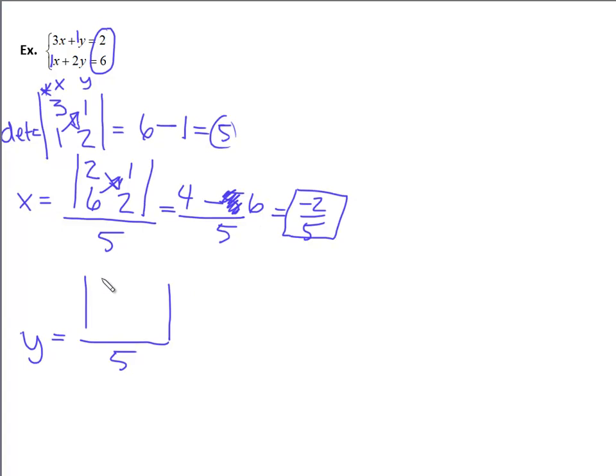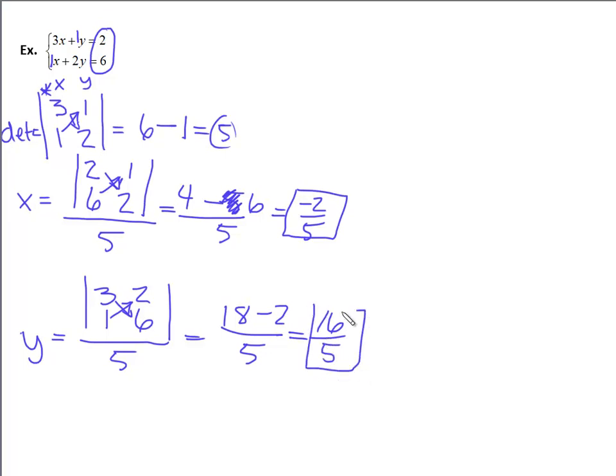When I'm solving for y, we keep the original x column, so 3 and 1 stay the same, but our y's are going to get replaced with 2 and 6. So I'm multiplying here. 3 times 6 is 18, minus 1 times 2 is 2, and we end up getting 16 over 5. And there's my y coordinate.